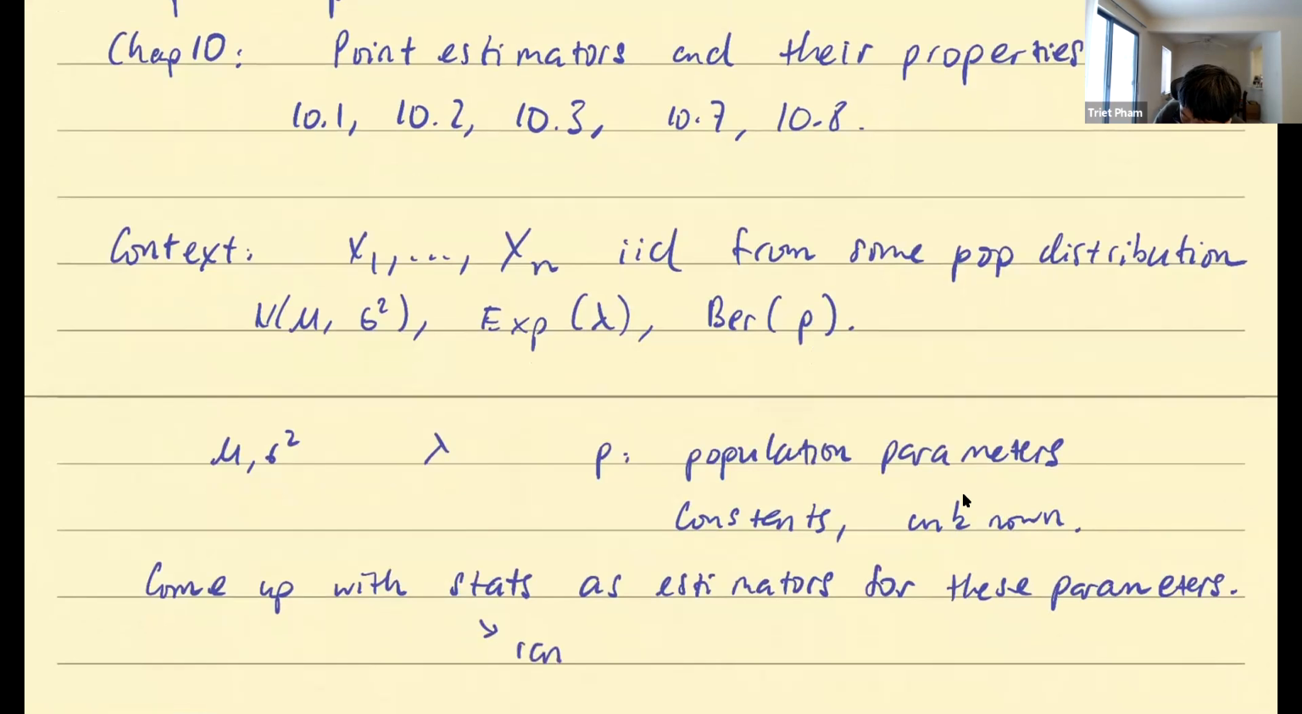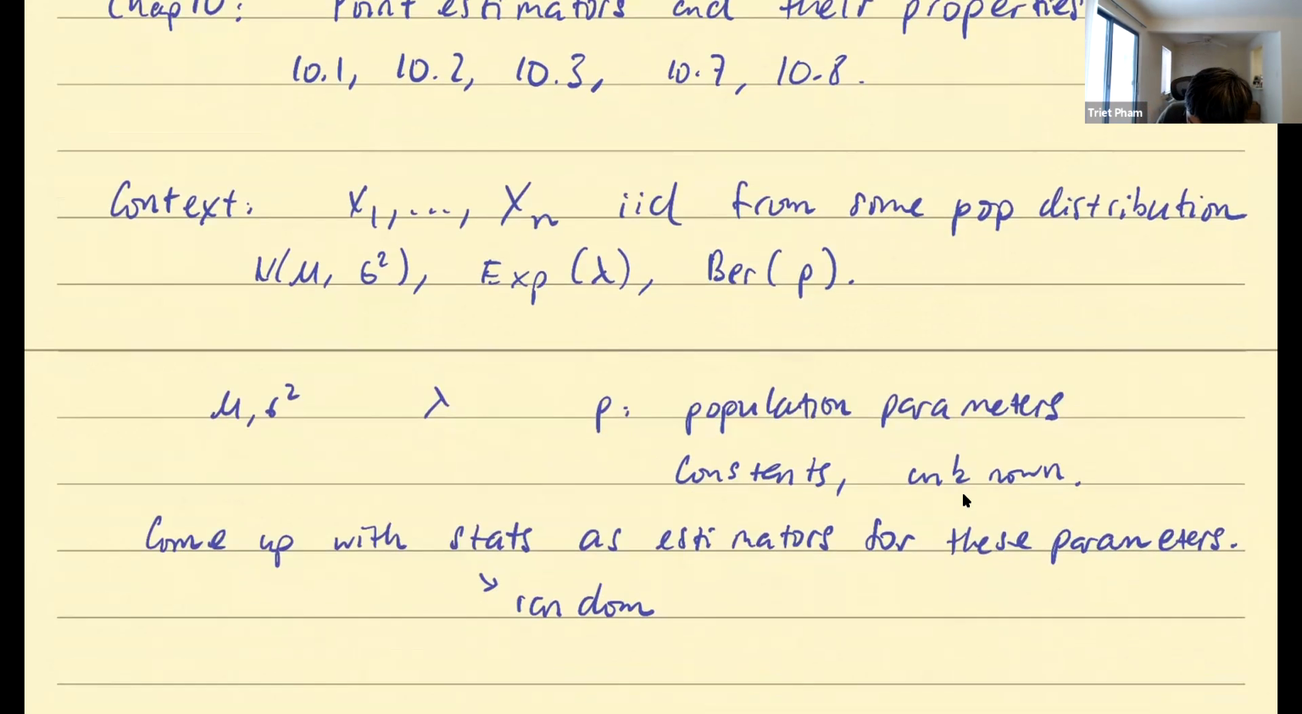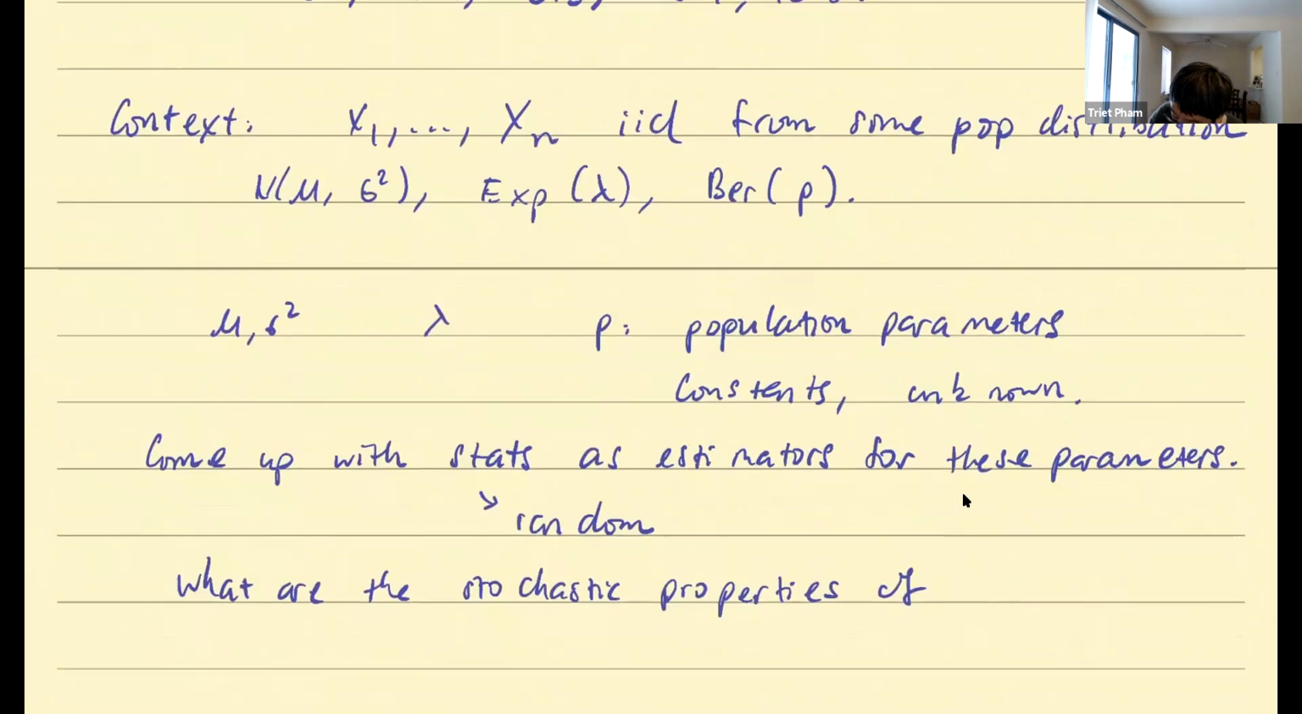Now, of course, being statistics, they are random. Yes, because every time you have a new sample, you have a different estimator, with the same formula. X bar for different samples are different values because X bar is random, that's what we say. So if it's random, our question will be, what are the stochastic properties of these estimators?